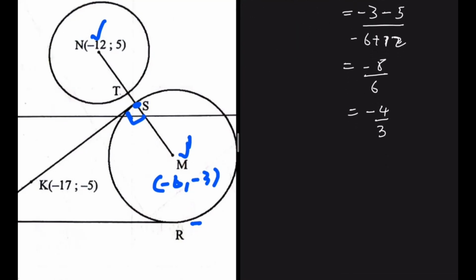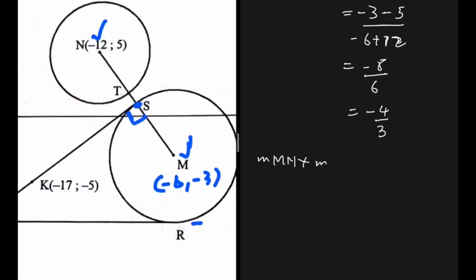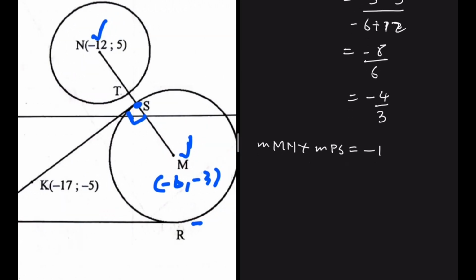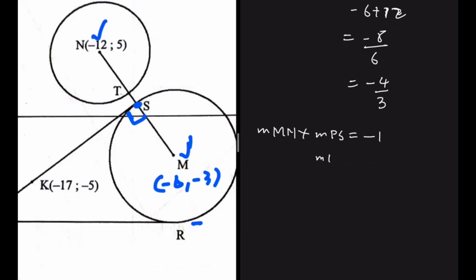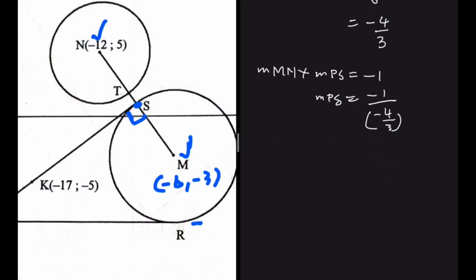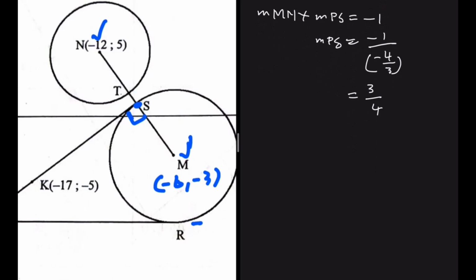So now, because those two lines are perpendicular to each other, we can say that the gradient of MN multiplied by the gradient of PS is equal to minus 1. Yeah, that holds if the two lines are perpendicular, right? So the gradient of PS will be equal to minus 1 divided by minus 4 divided by 3, right? If you compute that, you will get 3 divided by 4, right?